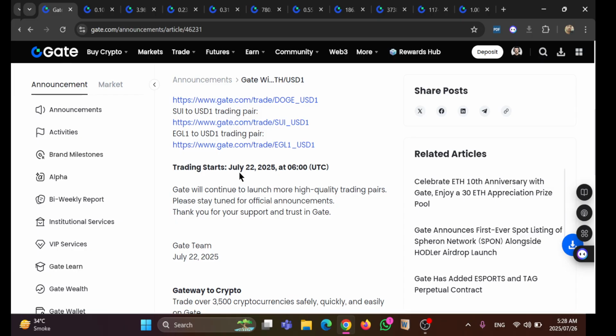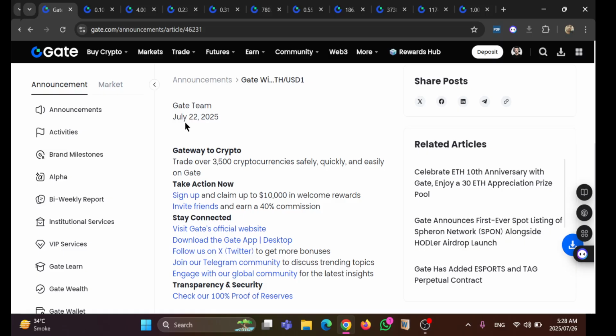Trading will start on July 22. Trading started on July 22, 2025, and today is the 26th at 6 UTC. Gate will continue to launch more high-quality trading pairs. Please stay tuned for official announcements. Thank you for your support and trust in Gate. The Gate team, July 2025.